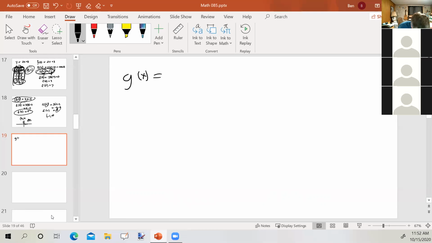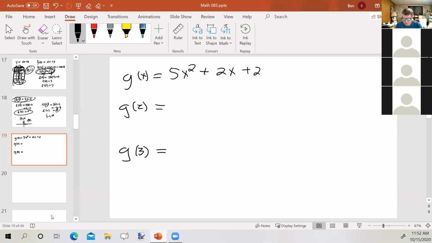G of X equals 5x squared plus 2x plus 2. Find G of 2 and G of 3. So what are we going to do to find G of 2? Is that the same as saying f of x still? Oh, I switched variables on you, didn't I? Good question. Yes, it is.